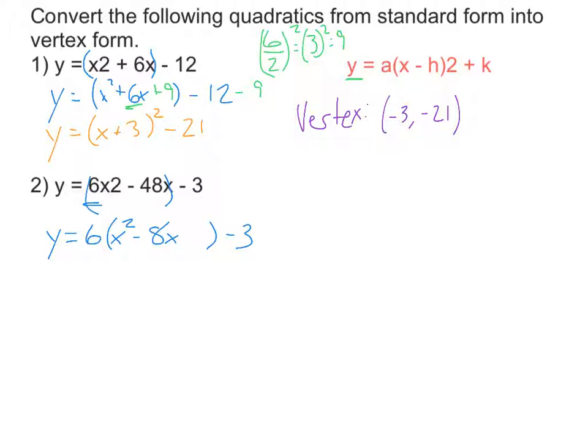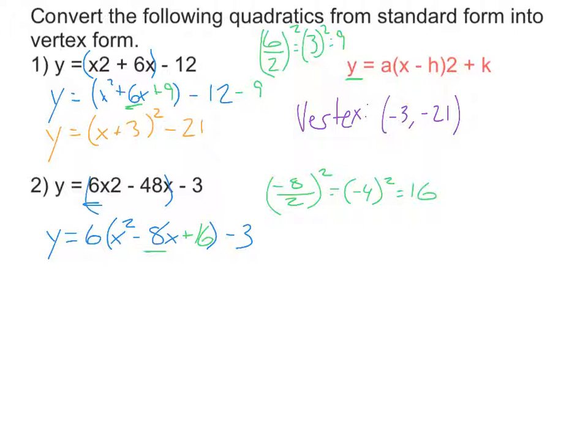So we do our complete the square work. We take our b, which is negative 8, divide by 2, and square it. So we get negative 4 quantity squared, which is 16. So I'm going to put a plus 16 here.